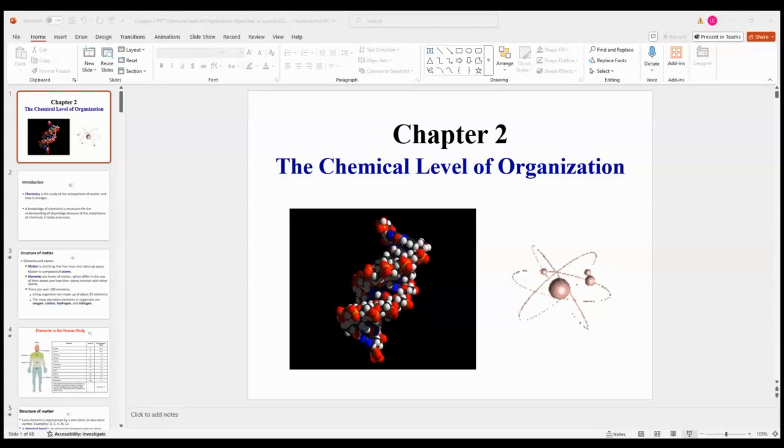So protons and neutrons are about the same size as each other, but electrons are much tinier. An electron is only about 1/2000th the mass of a proton or neutron, but the negative charge on an electron is the same size as the positive charge on a proton. So it's just one's negative and one's positive.